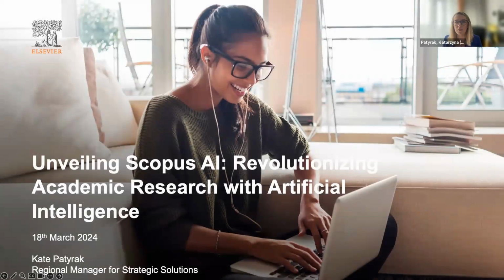Okay. So the title of our meeting is Unveiling the Scopus AI Revolution: Revolutionizing Academic Research with Artificial Intelligence. And we are going to mostly talk today about Scopus AI, how it works, what is behind this function, and how you can use it in your everyday research.